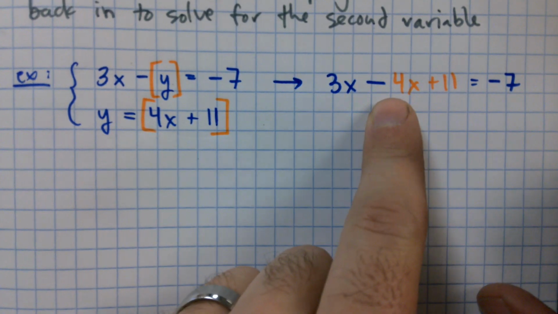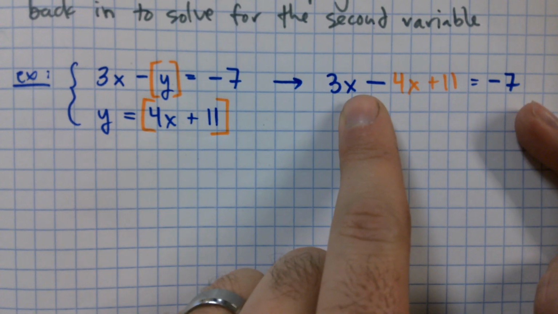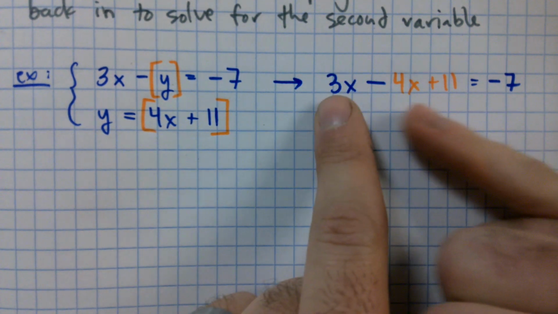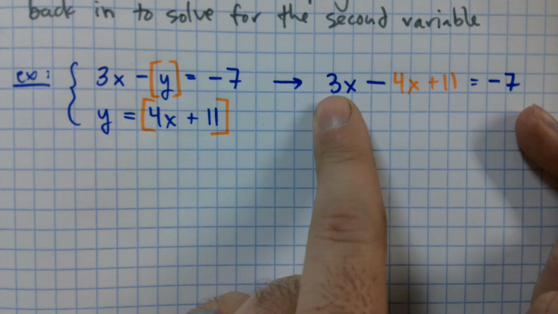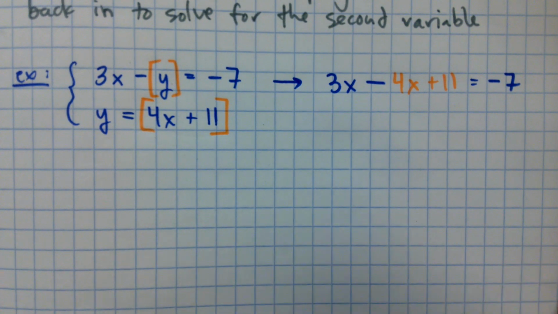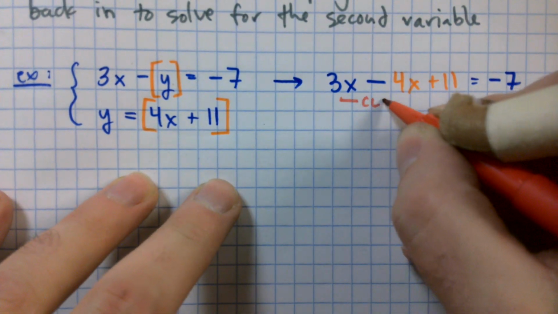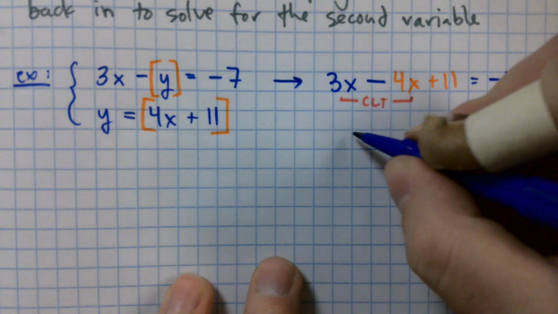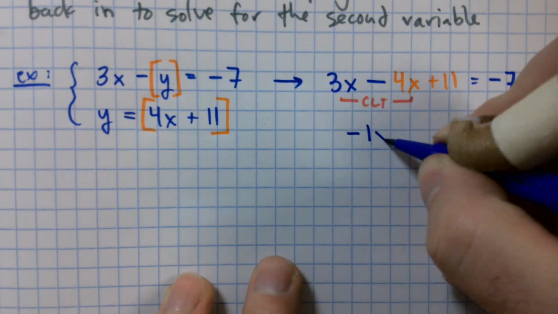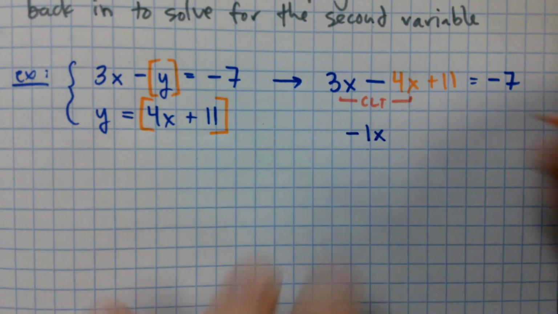Now, I forget who it was, I think it was either Alex or Gurpreet. You said to combine like terms, right? Well, now I do have like terms to combine. What can I combine here in this new equation? 3x minus 4x. If we combine like terms, what is 3x minus 4x? Negative 1x, or negative x, yeah.